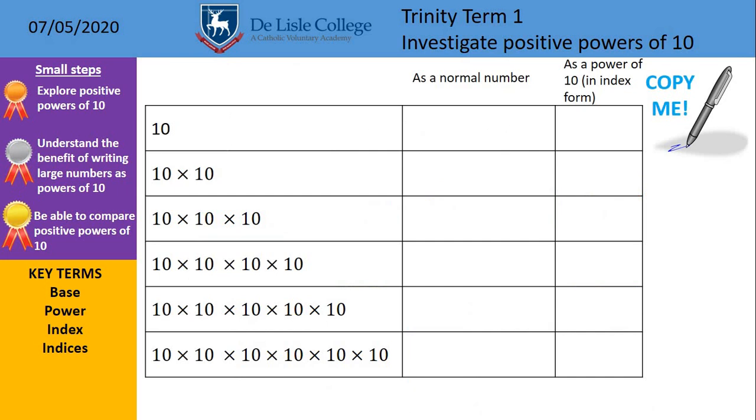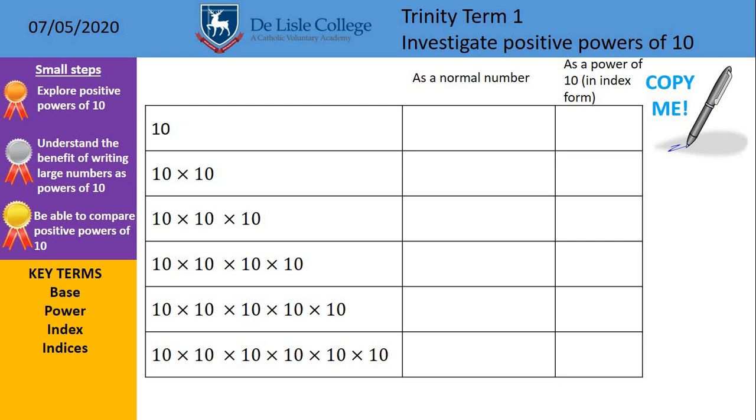So let's copy and complete this quick table for me. You're going to work your way through these. I want to see it written as a normal number, then as a power of 10. So for example, on the second one, 10 times 10, in the normal number box we would write 100. As a power, we should recognise that as 10 squared. So just copy and complete the rest of that table nice and neatly with a ruler into your book for me, please.